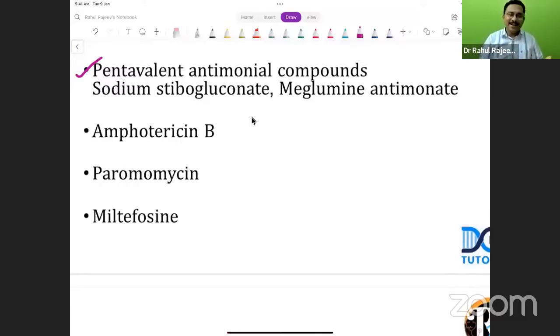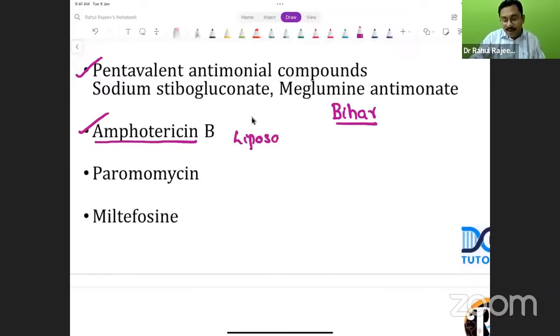What should be that state? Where it is most commonly seen, Bihar. So as per the guidelines as well, in Bihar, you are not supposed to use the pentavalent antimonials. In Bihar, you have to straight away go for amphotericin B. Here also we use amphotericin B. And amphotericin B, you have got different formulations. So you even have the liposomal amphotericin B as well. The liposomal formulation has more advantages over the conventional amphotericin B deoxycholate formulation.